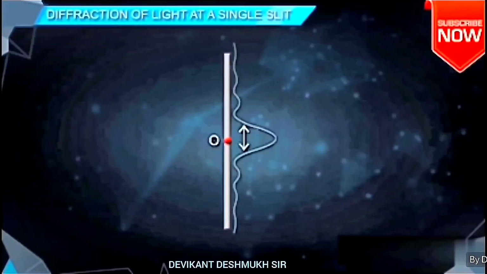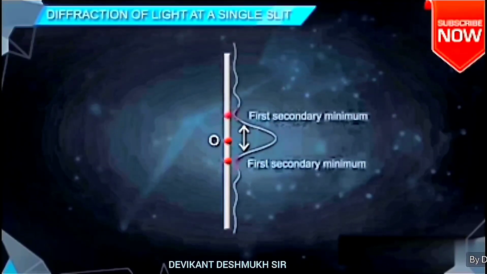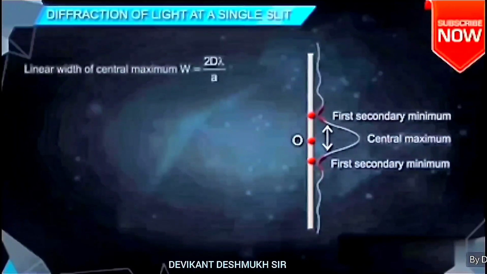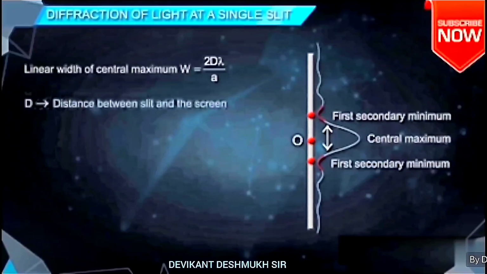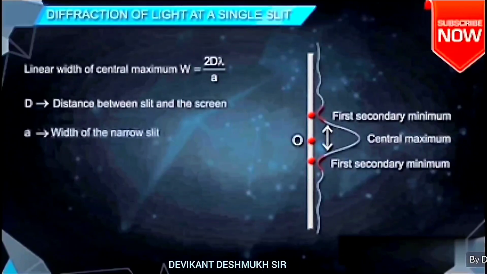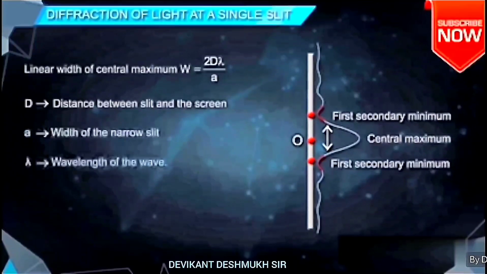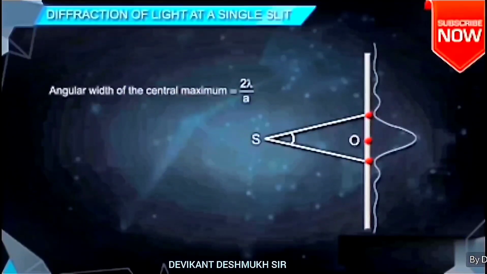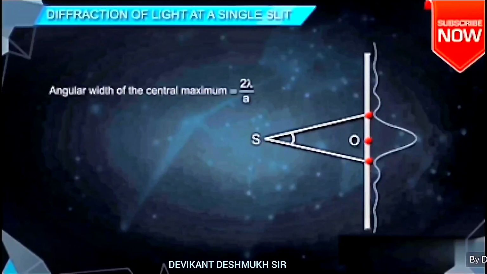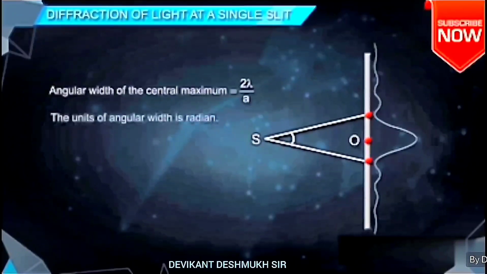We know the width of central maxima is the distance between the first secondary minima on either side of central maxima, and it is given by 2 lambda capital D upon small a, where capital D is the distance between slit and screen, small a is the width of slit, and lambda is the wavelength of light used. Now the angular width of central maxima is 2 lambda by a. The unit of angular width is radian.